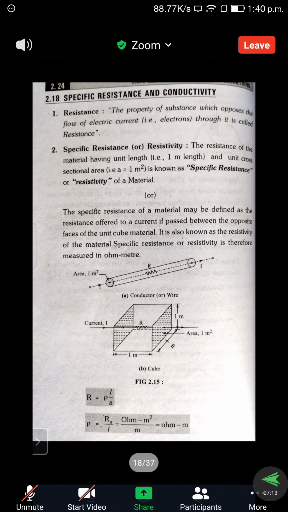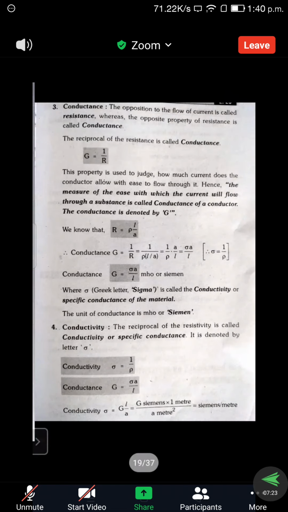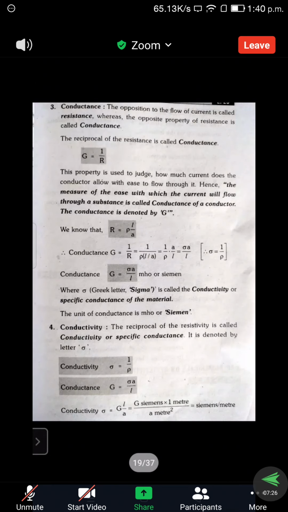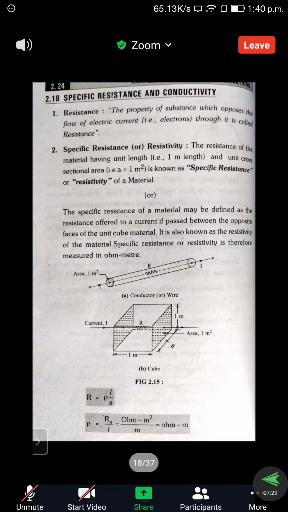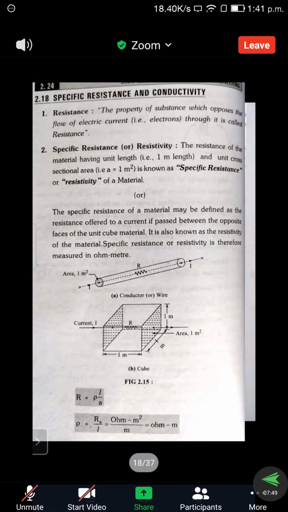Then we discuss specific resistance and conductivity. We see the two definitions: resistance and specific resistance. Next, conductivity and specific conductivity. Resistance is nothing but the property of a substance which opposes the flow of electric current. Specific resistance is the resistance offered by a cube of unit area. Initially we use the formula R is equal to rho into L by A.